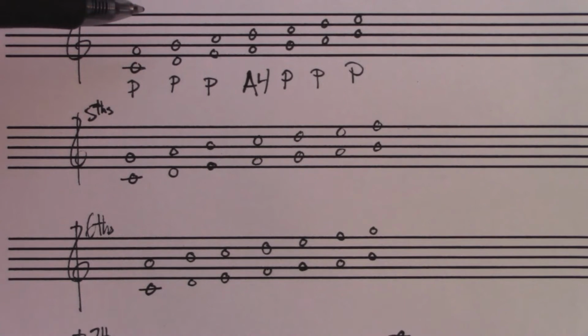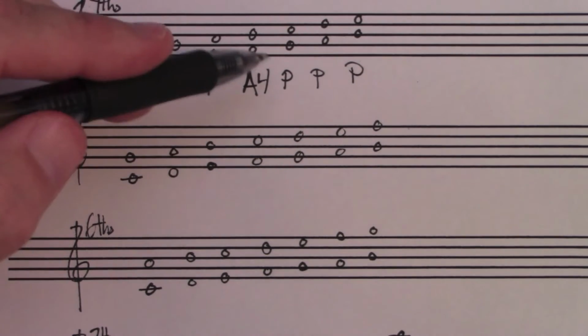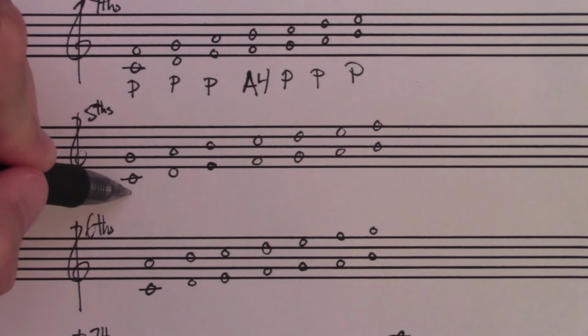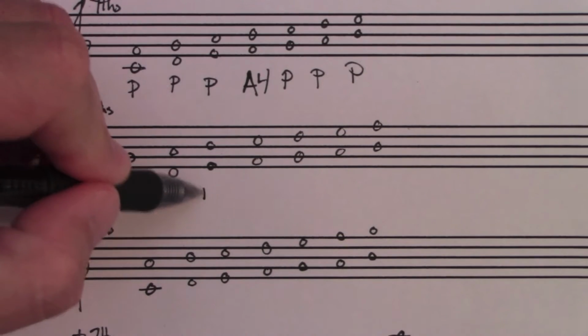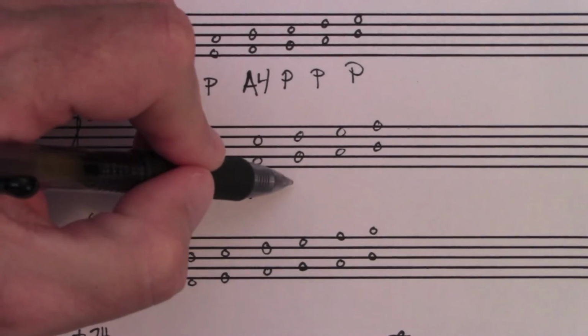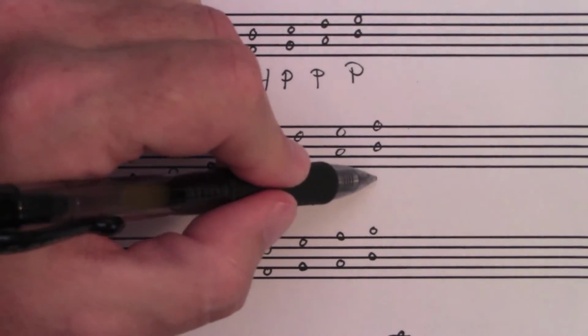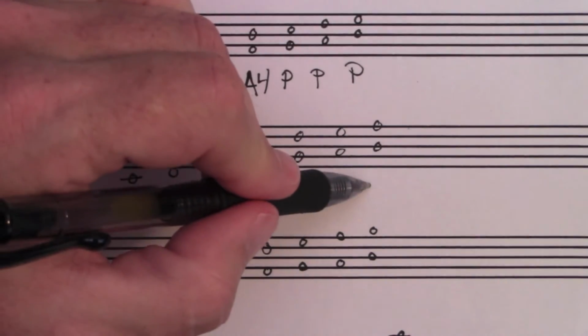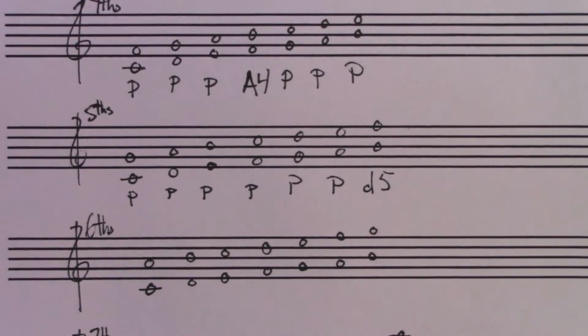Now fifths, equally easy. Perfect, perfect, perfect, perfect, perfect, perfect, not perfect. That is a diminished fifth. So all of the fifths are perfect except for the diminished fifth.